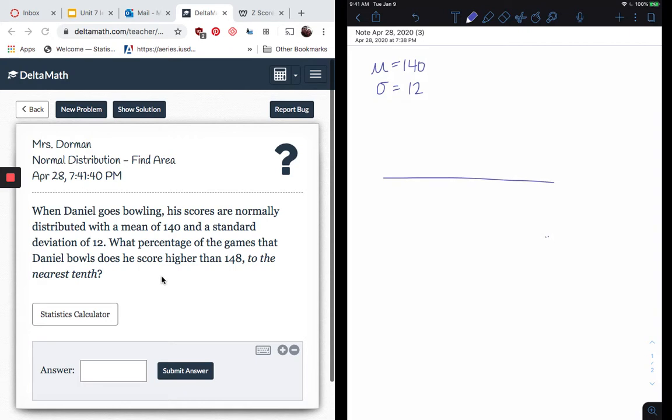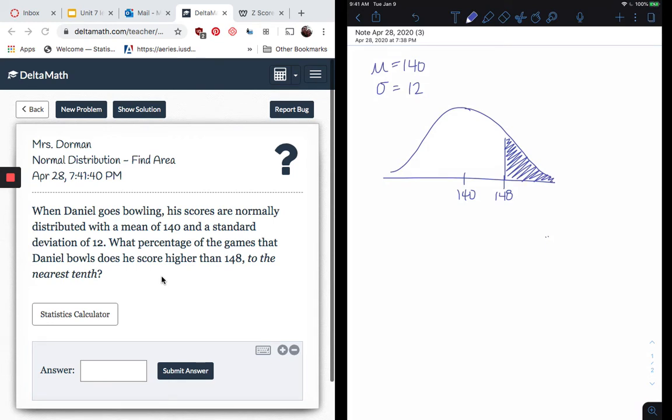Okay, so I'm going to draw my normal distribution. I pretty much always sketch the information. If it's given a normal distribution, I'm going to draw a normal distribution. I'm going to put the mean in the middle, 140, and then I want to sketch what I'm trying to find. So 148. It says what percentage are higher than 148. So that means I'm finding this area.